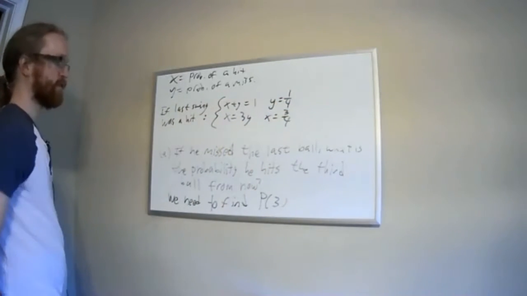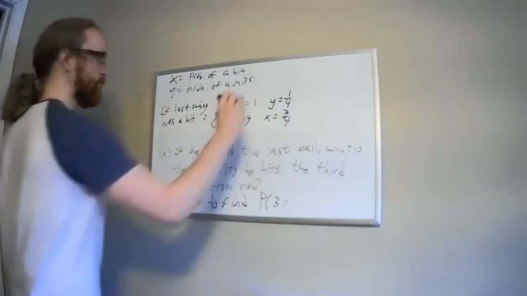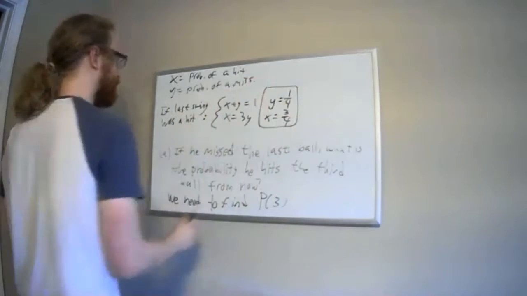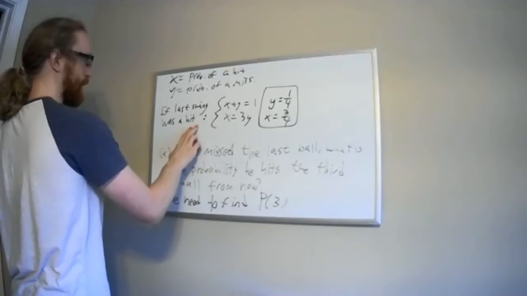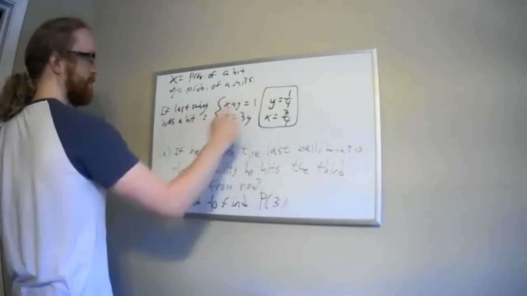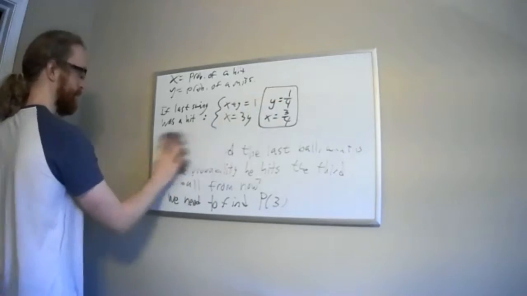Just by solving this system of equations, I should get this: y equals 1/4, x equals 3/4. So this is in the situation where he just got a hit. This is telling me then that the probability of getting a hit again is 3/4, and the probability of missing is 1/4. Okay?